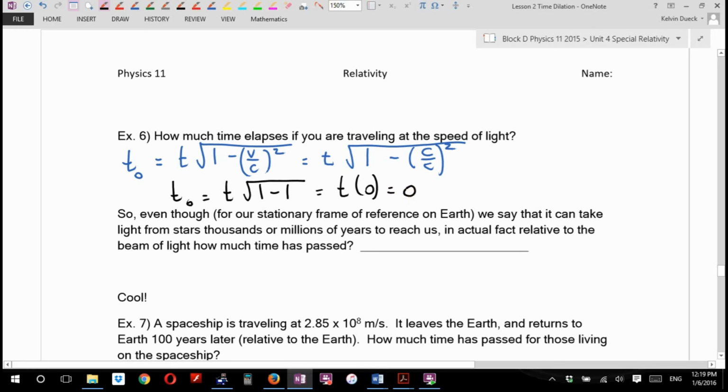Do you know how much time elapses if you're traveling at the speed of light? Photons don't experience time at all. So we like to say that when we're looking at the stars, oh, it took the photons 4.6 billion years to reach us from that star. Not according to the photon. As far as the photon is concerned, it was instant. Photons don't experience time at all.